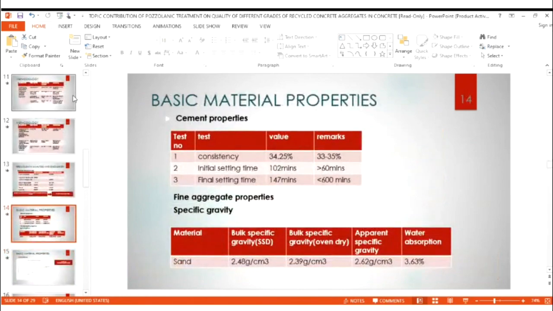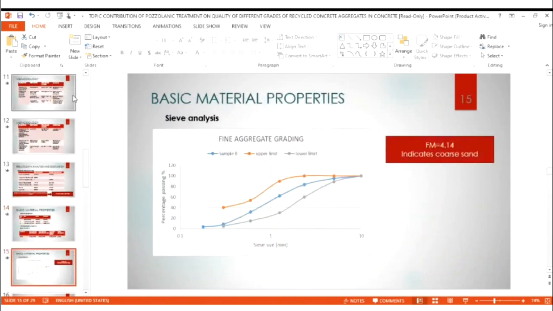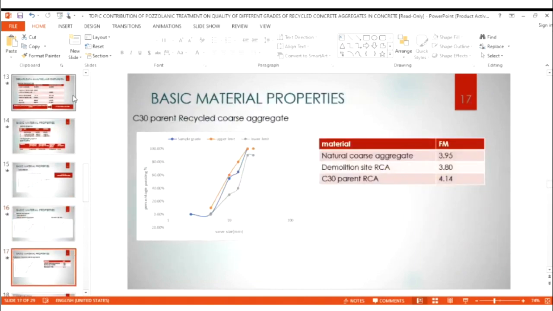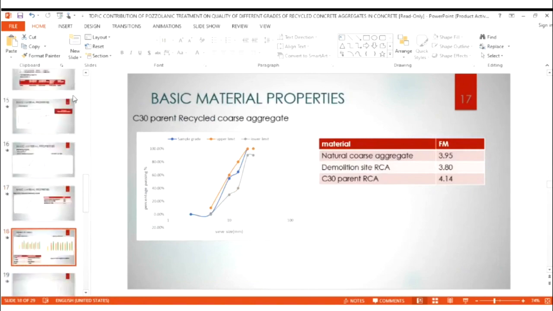For the basic material properties of cement, we found the consistency, initial and final setting time, which fit in the range. We also found the specific gravity of fine aggregates that also fit the standard range. We also did the sieve analysis of the fine aggregates, and it was found it was within the envelope of the limits, and the fineness modulus was 4.14, indicating that it was coarse. We also did the sieve analysis for the natural coarse aggregate, the RCA from the random site, and the RCA from the class C30 parent.